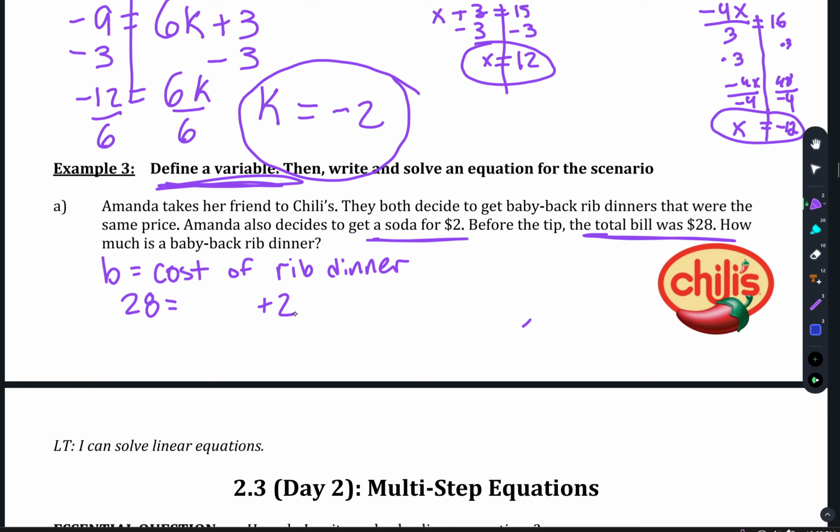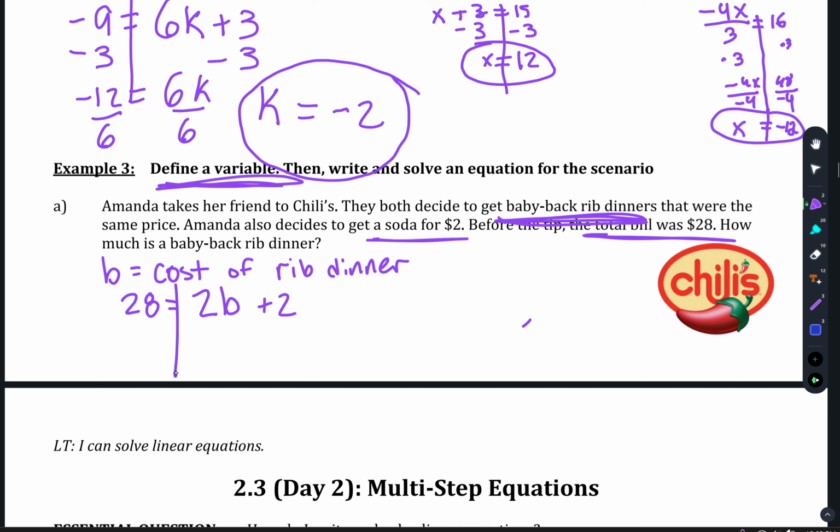What else do I see in this problem? What else? I'm missing one last piece. Jaden. They buy 2 dinners. How do I represent the 2 dinners that they buy? 2 times the cost of a baby back rib dinner. Plus that $2 that they paid for the soda equals $28 total. And now we can go ahead and solve that.